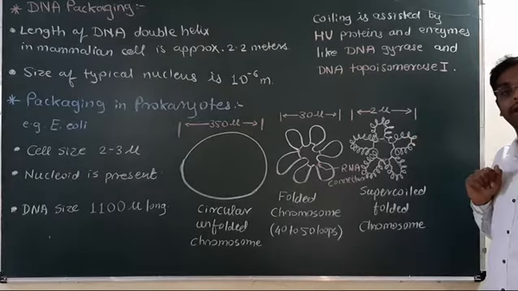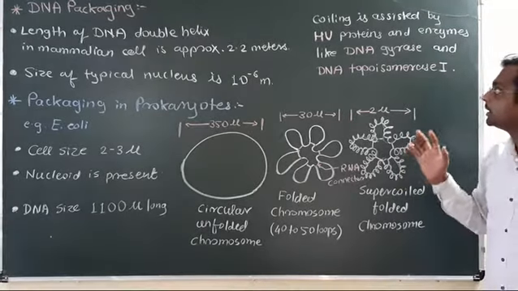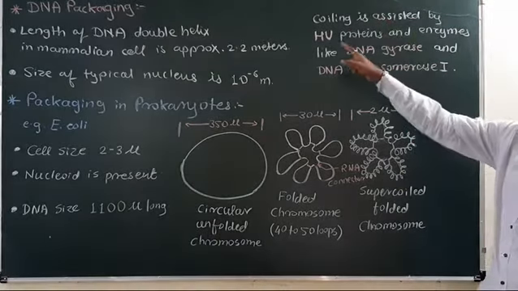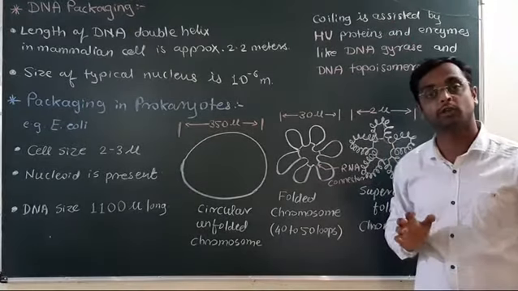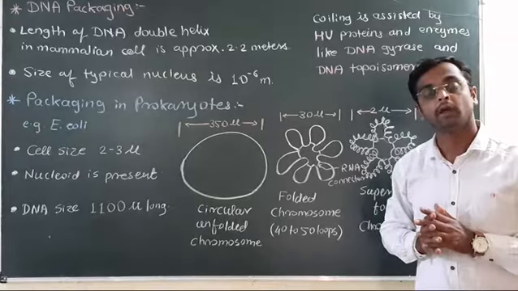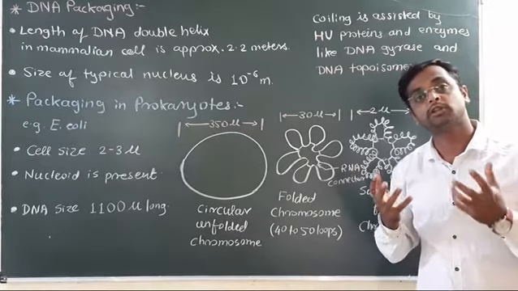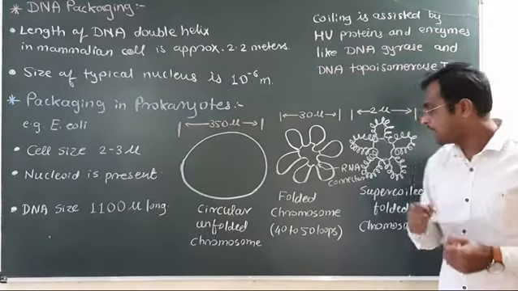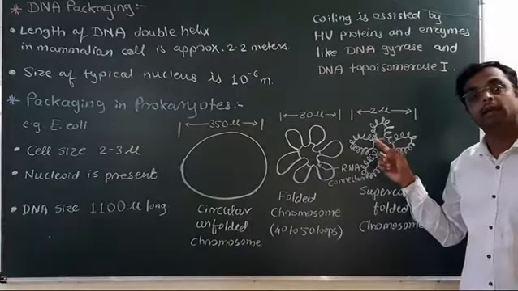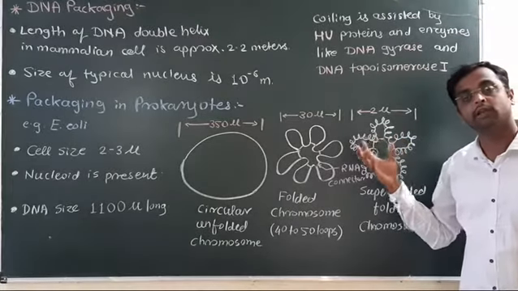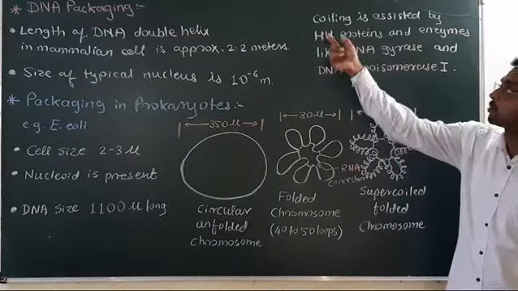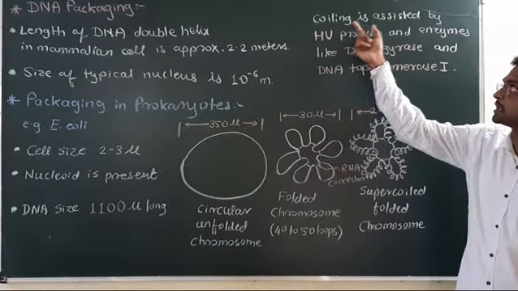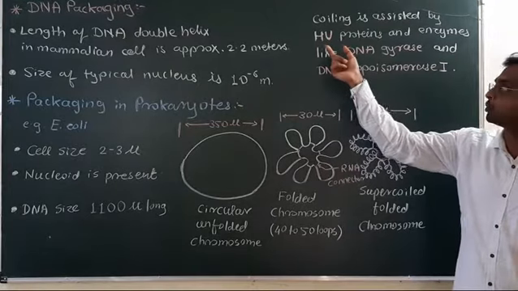This packaging and this coiling and supercoiling is assisted by the HU proteins. HU proteins means these are the non-histone DNA binding proteins. These proteins have positive charge over them, and DNA has negative charge. So the positive-negative interaction is there to assist these loops. This coiling or the supercoiling is assisted by the HU proteins.